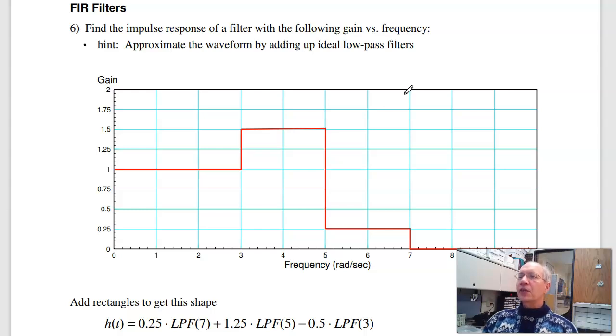Problem 6 looks at something kind of neat called an FIR filter. The idea is that time and frequency are related. If I know the time response, I know the frequency response. If I know the frequency response, I know the time response. If I have a filter like this, can I specify the impulse response? If I know the impulse response, I know how to implement the filter using a thing called an FIR filter. So the first step is come up with the impulse response of this filter.